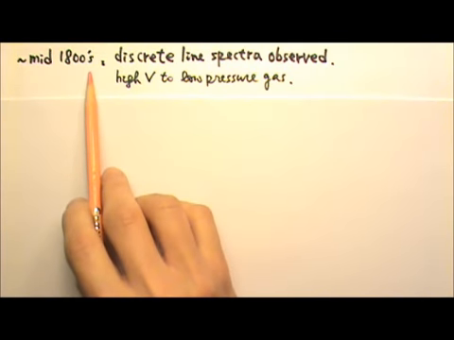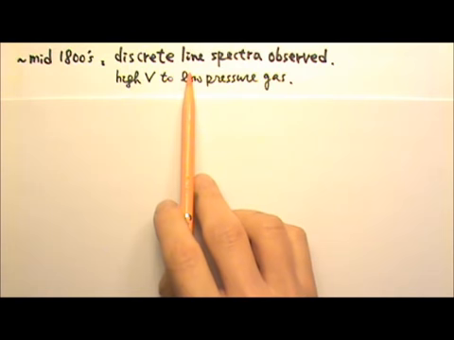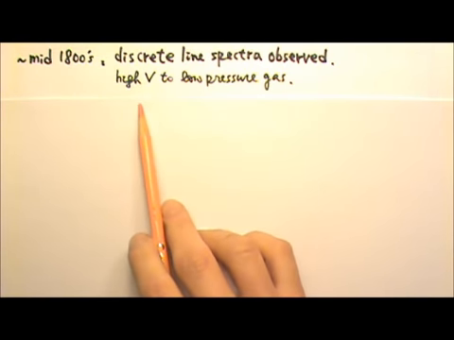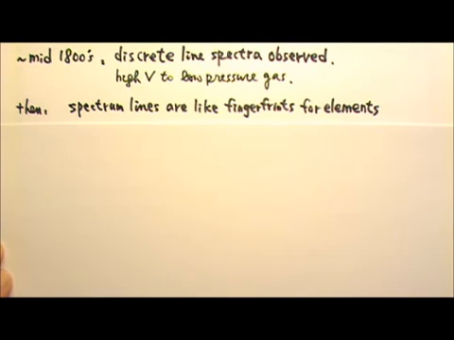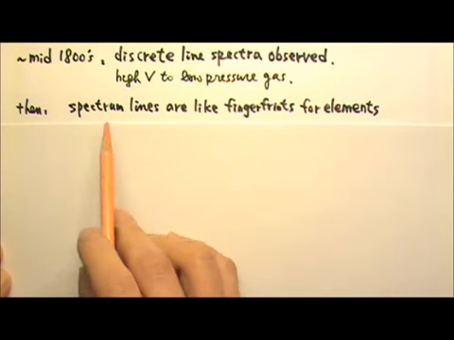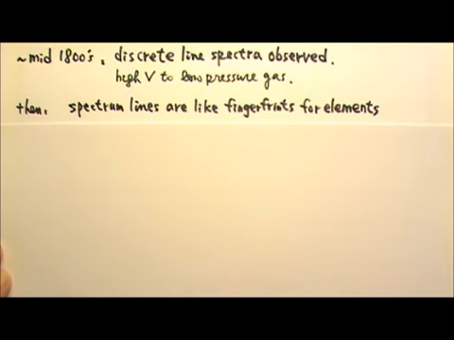Around the mid-1800s, discrete line spectra were observed when a high voltage was applied to a low-pressure gas. In the second half of the 19th century, scientists expended great efforts in measuring the wavelength of line spectra of different elements. They discovered that each element produces a specific set of spectrum lines, kind of like fingerprints for elements. Scientists could use the spectrum produced by a gas to tell which elements are involved.